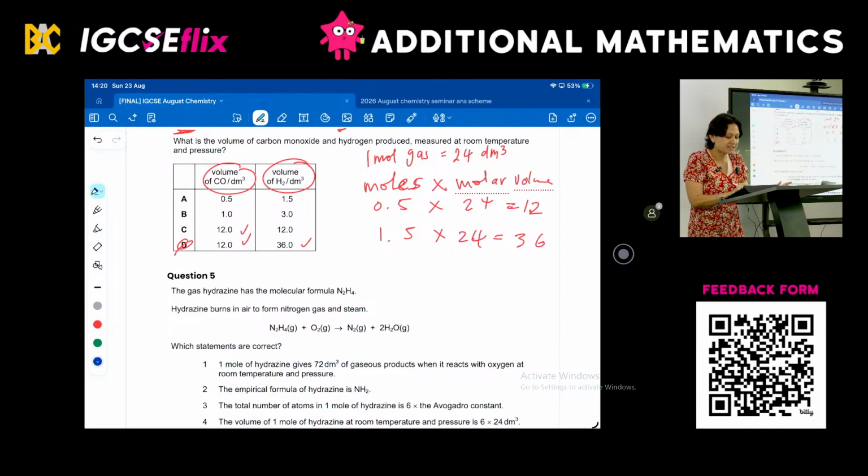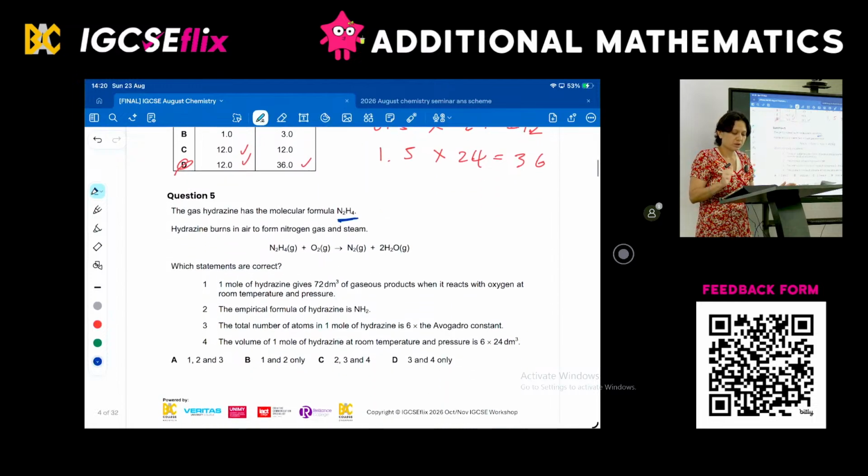Okay. The gas hydrazine has the molecular formula of N2H4. Hydrazine burns in air to form nitrogen and steam. So which one is correct? 1 mole of hydrazine gives 72 decimeter cube of gaseous product. So if this is 1 mole, then the product here will also be 1 mole, and here will be 2 mole. Teacher, that one is water. I know that one is water, but they give you gas.